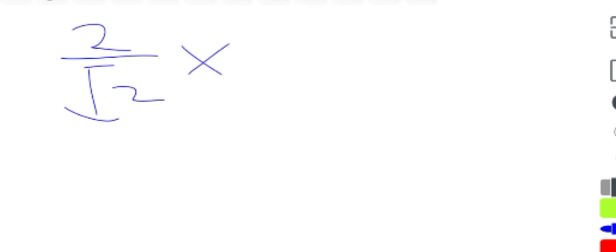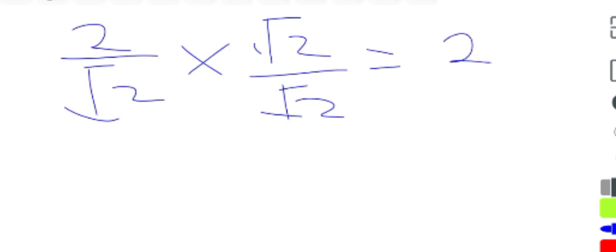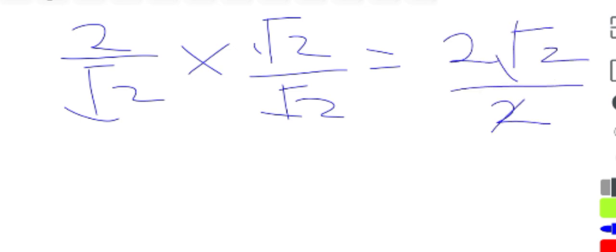Now, say we have 2 over root 2. How do you rationalize this? Rationalization of surds is all about changing the denominator to a rational number. So I'm going to multiply by the conjugate of my denominator, which is root 2. So this is going to give us 2 root 2 all over 2. This cancels this. Then we have root 2.